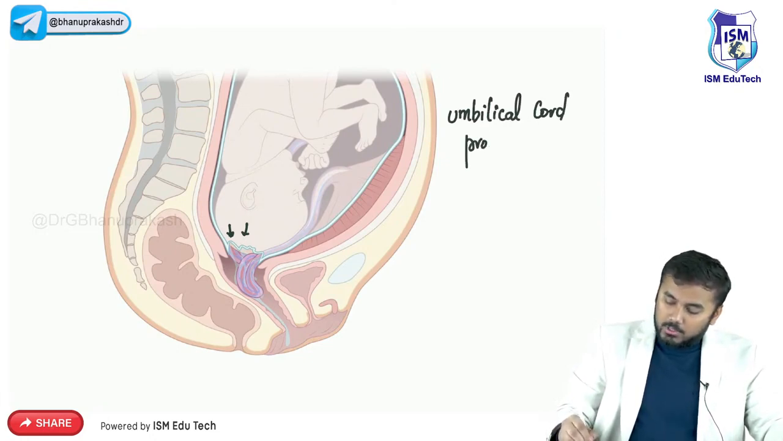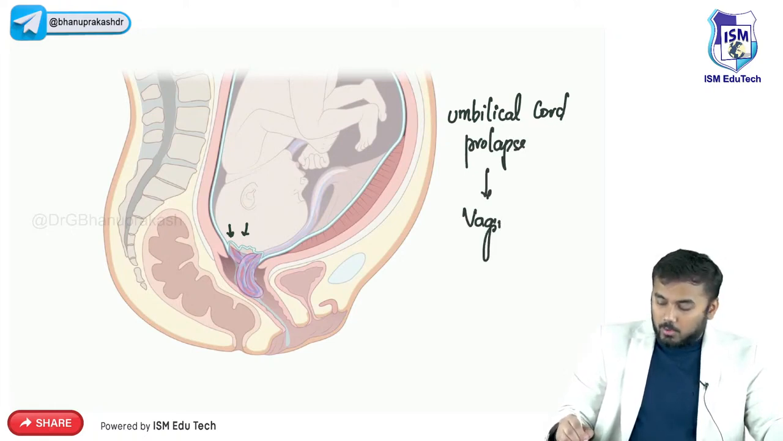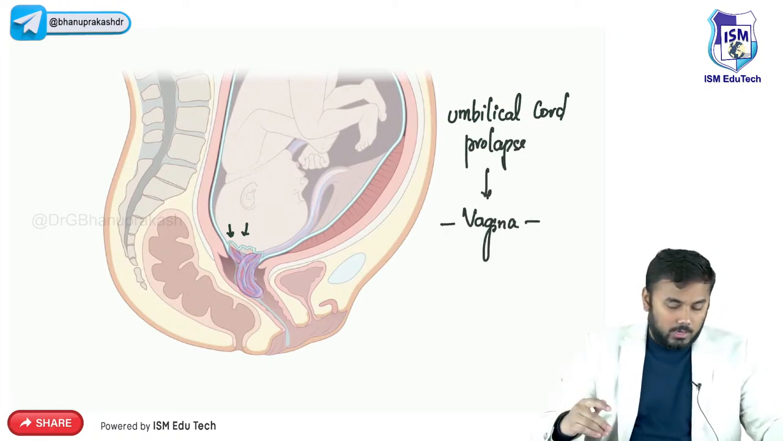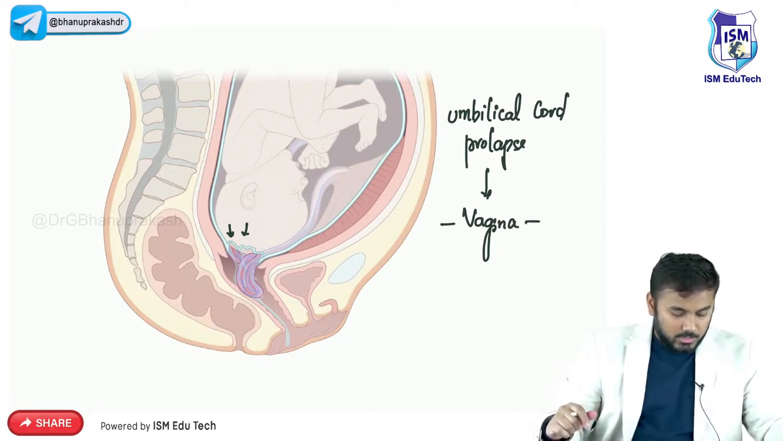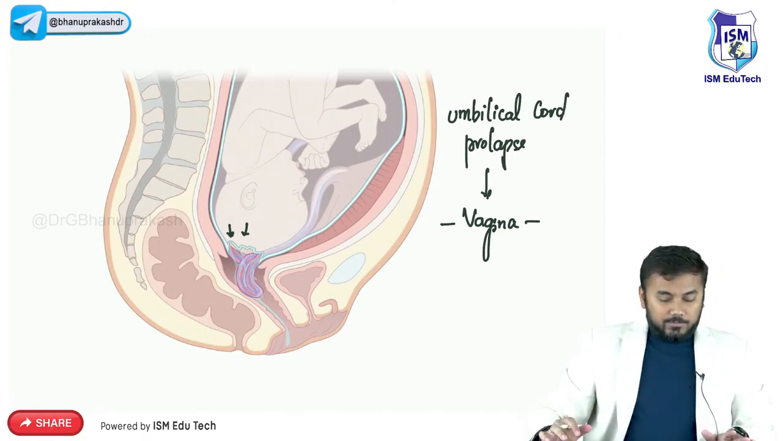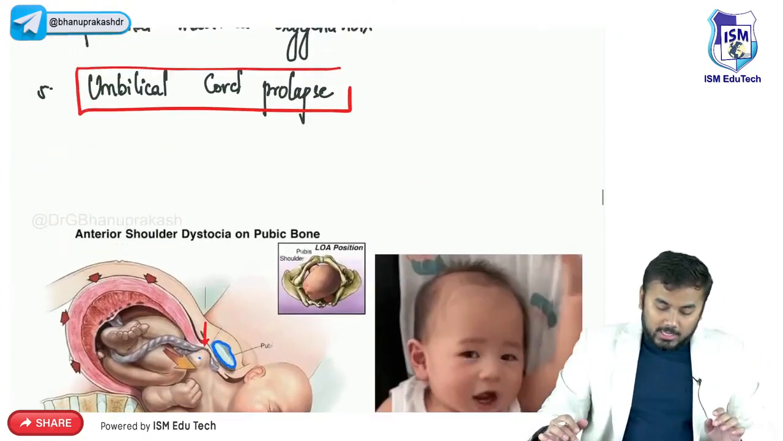Cord prolapse. So prolapse where? Prolapse into vagina. Okay? Umbilical cord prolapse into vagina. So all of you understood this, guys? So where have we discussed up to?